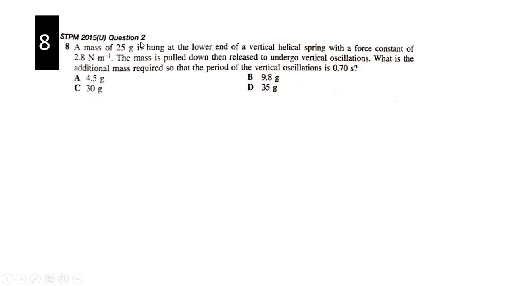A mass of 25 grams is hung at the lower end of a vertical elliptical spring with a force constant of 2.8 Newton per meter. The mass is pulled down, then released to undergo vertical oscillation. What is the additional mass required so that the period of the vertical oscillation is 0.7 second?